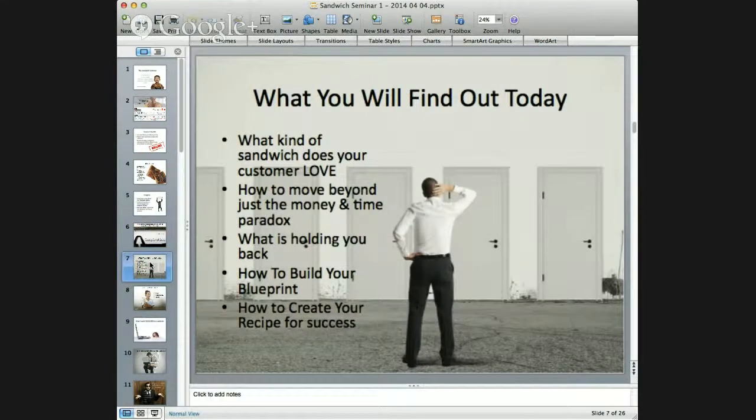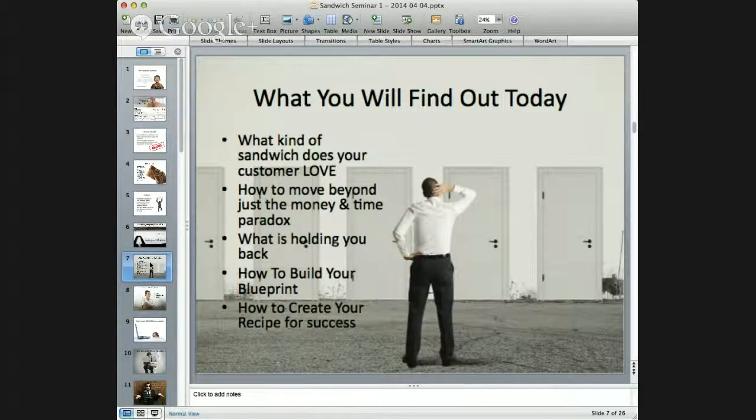So what are we going to find out today? Well, what kind of sandwich does your customer love? And the analogy here is, look, we all like to eat, we have to eat, and if you can deliver that sandwich that your customer loves, well, guess what? They're going to be buying it from you. So it's a fun little metaphor, but what that does is allow you to understand that transformation that you need for your business to be able to take it to the next level. Right? Can you deliver what your customer is looking for is what I'm trying to say.